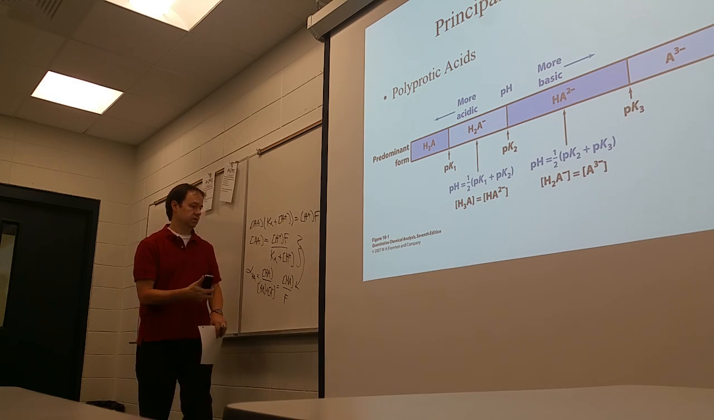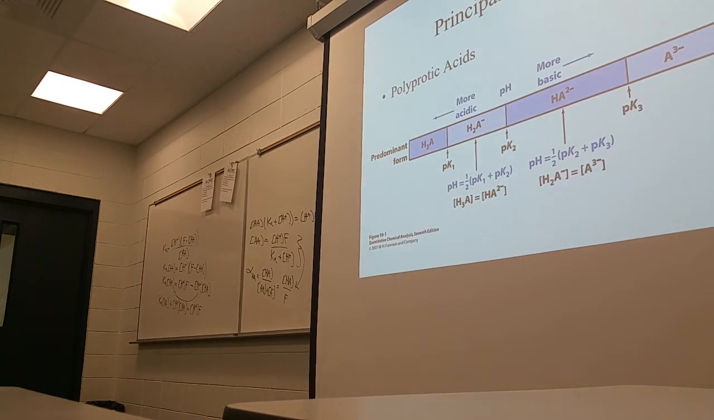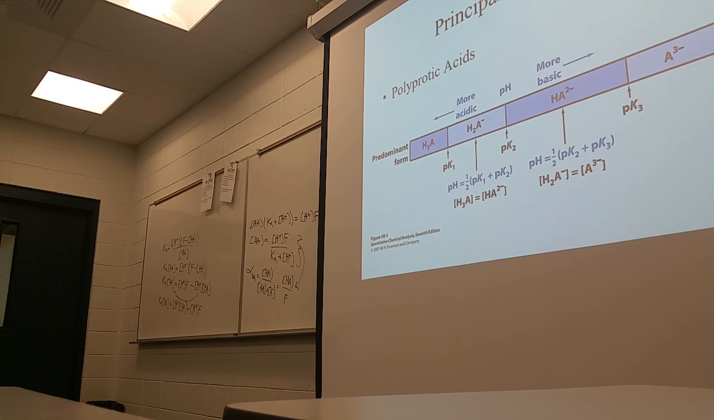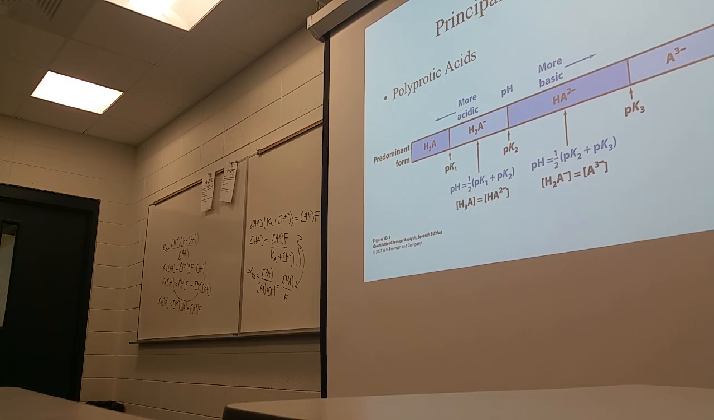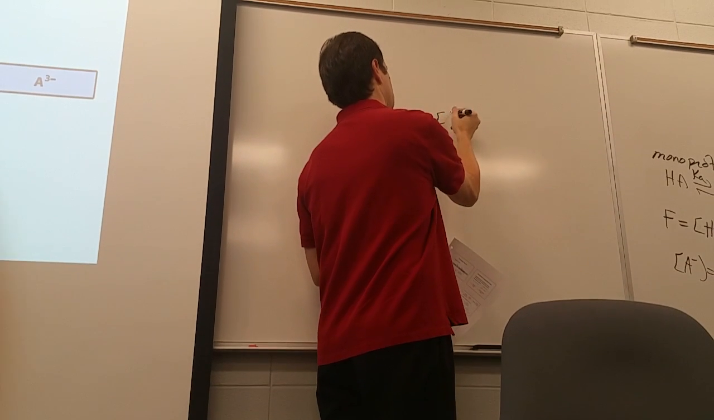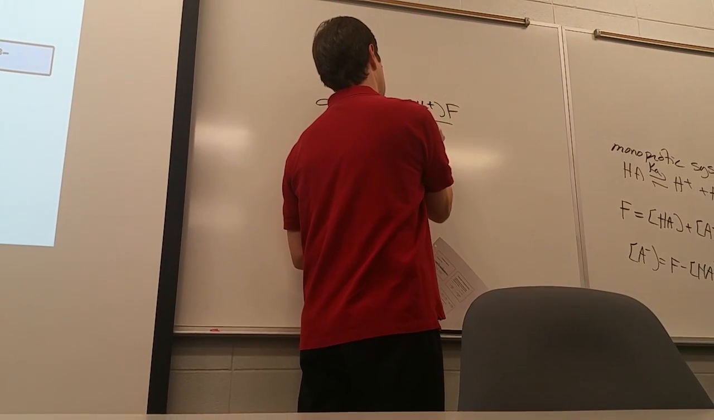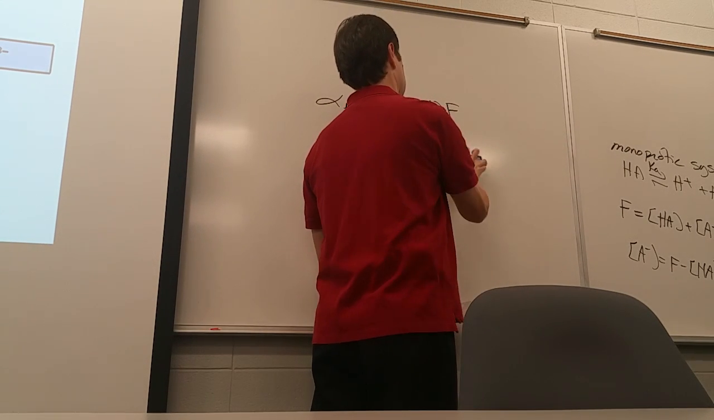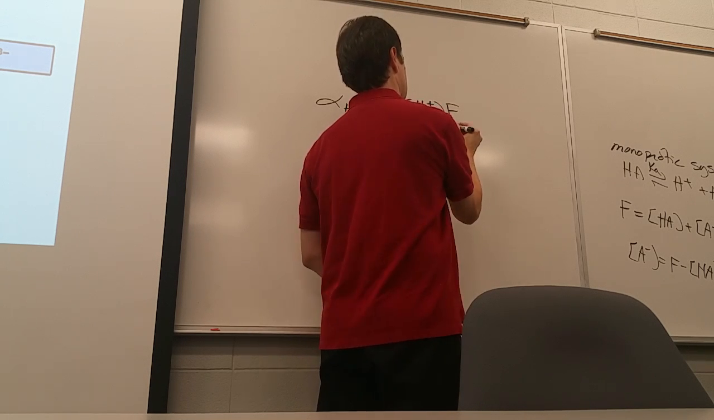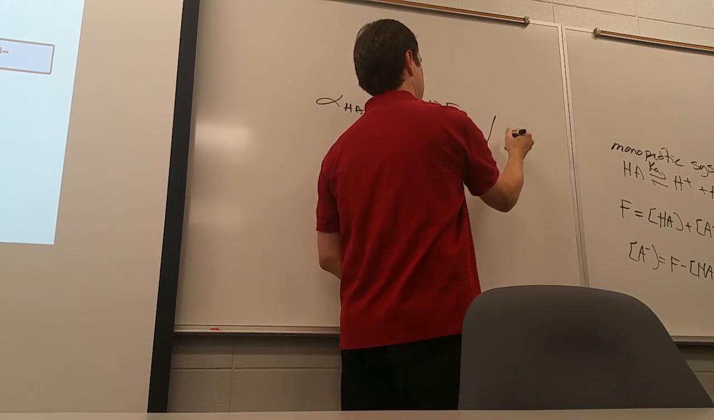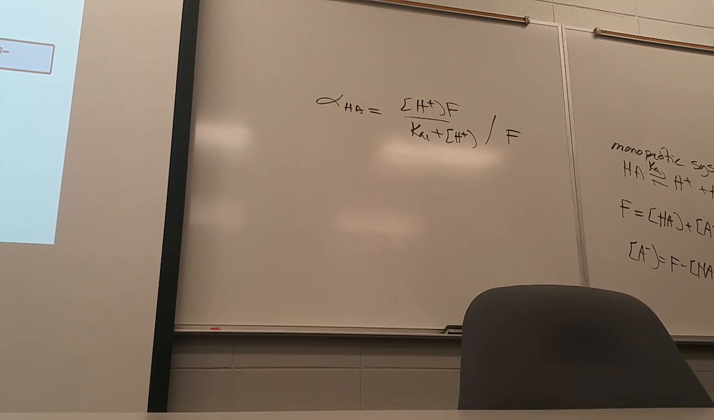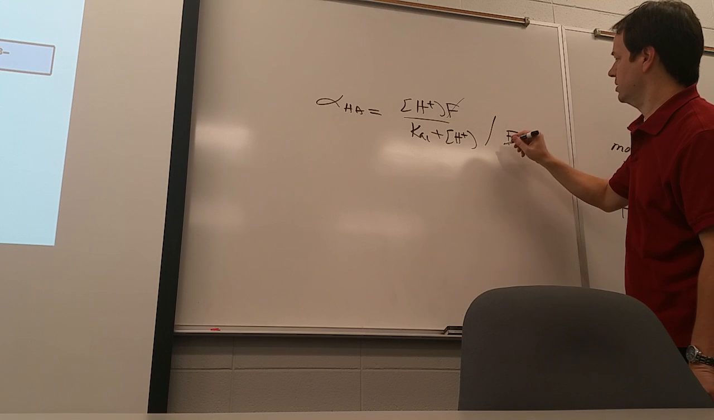So the fraction of HA equals H plus times F over Ka1 plus, sorry, plus H plus, divided by F. Well, that's good news. We got an F in the numerator and denominator. We can get rid of those. So the formal concentration actually doesn't matter.